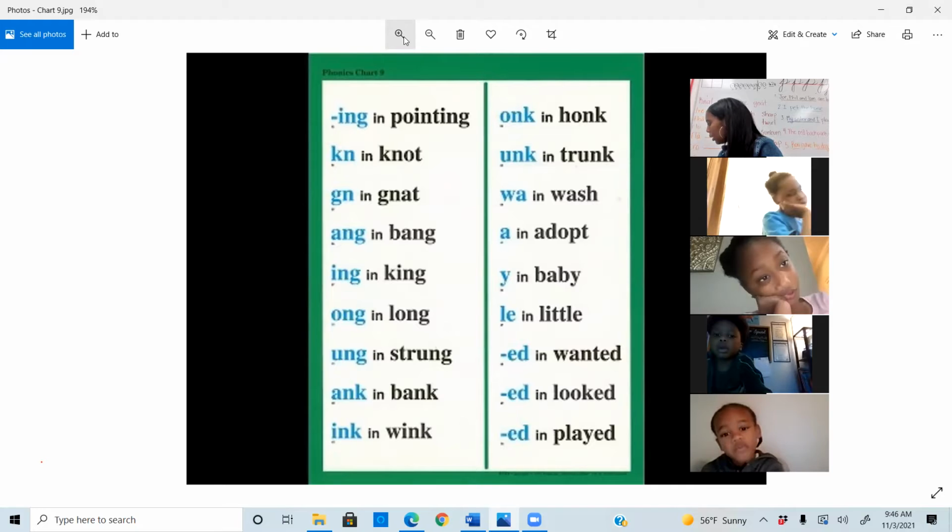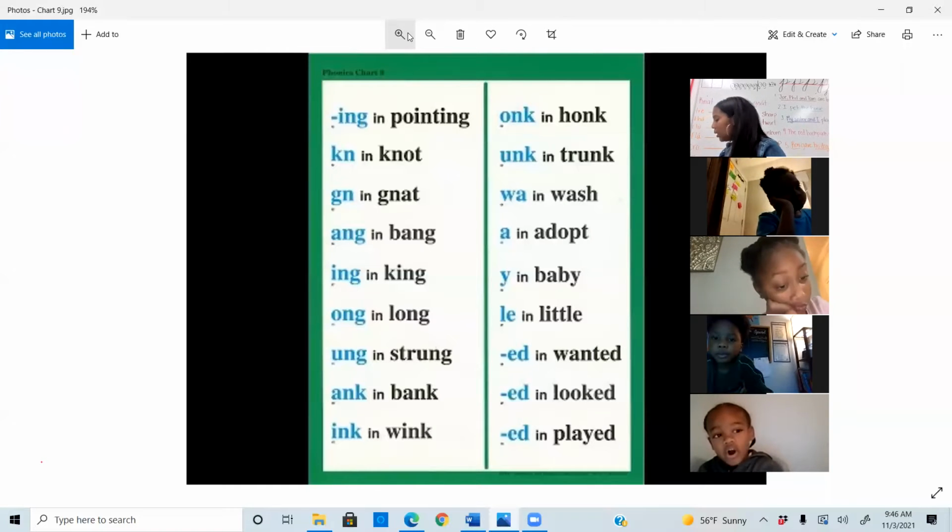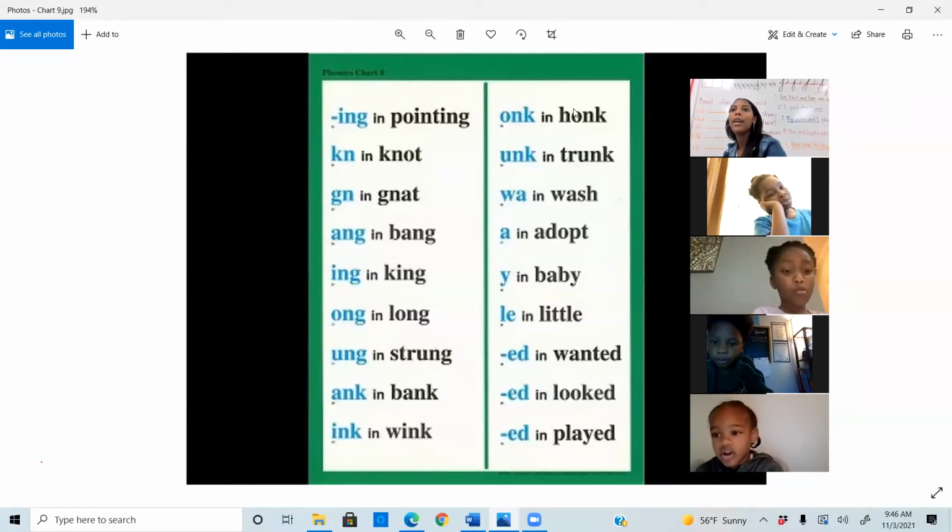That's not it. That's chart 11. It's the green one. Okay, on 3, 1, 2, 3.